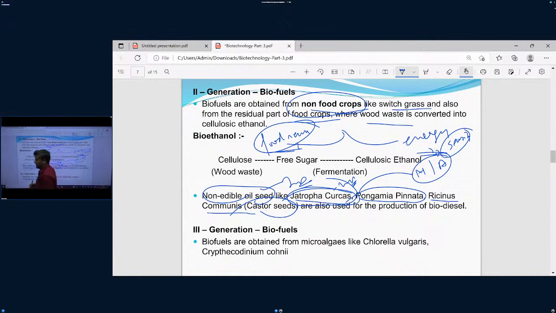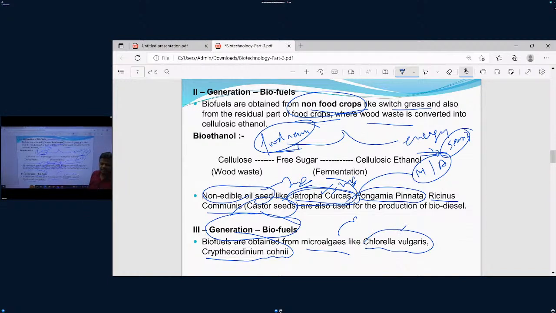In the national biofuel policy, the government is promoting these non-edible oil seeds, which are fully dedicated for the production of biofuel. And the third generation biofuel is that in which microalgae are used for the production of biofuel. Microalgae like Chlorella vulgaris and Cryptothecodinium cohnii. These are a few examples of microalgae which are fully dedicated for the production of biofuel, and they also have very high productivity. But this is the third generation, under the development phase. Presently, we are focusing on the second generation.